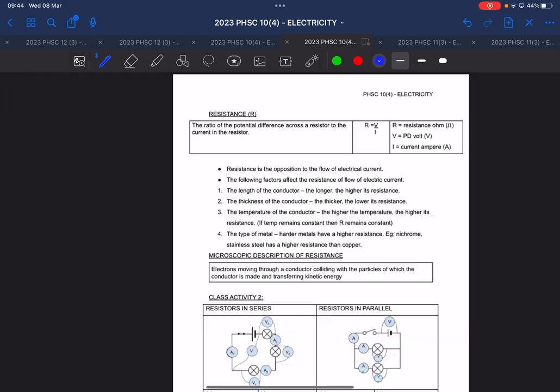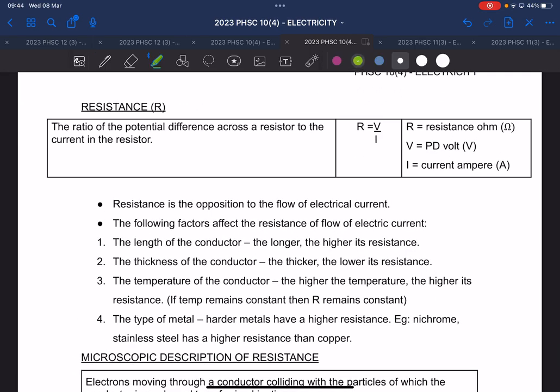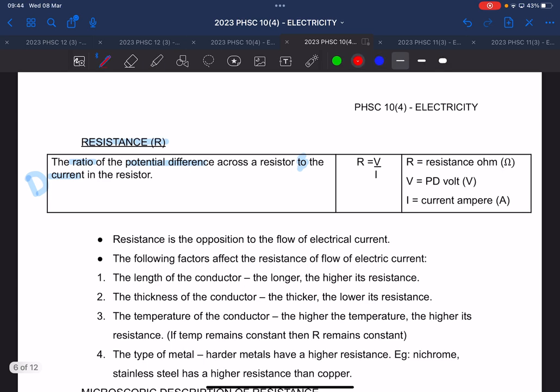Right. Then the last bit of work for today, resistance. The definition: resistance is the ratio of potential difference across a conductor to the current in the resistor. Now when we say ratio, we can also say the word relationship, or the idea of a fraction.